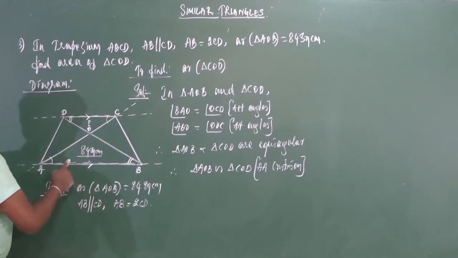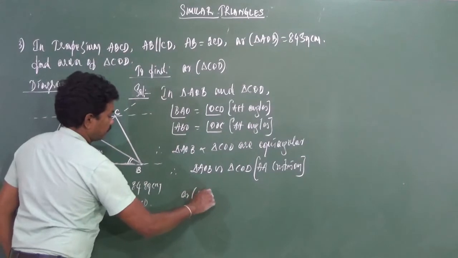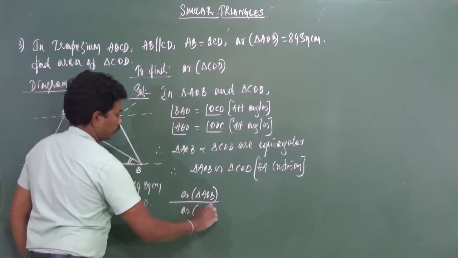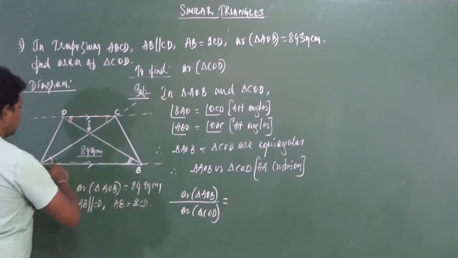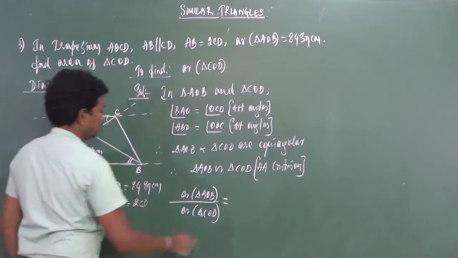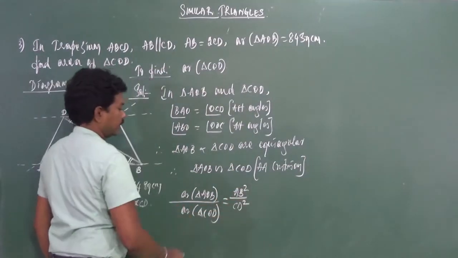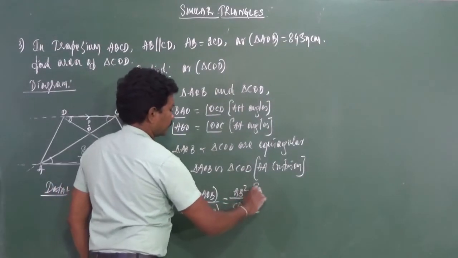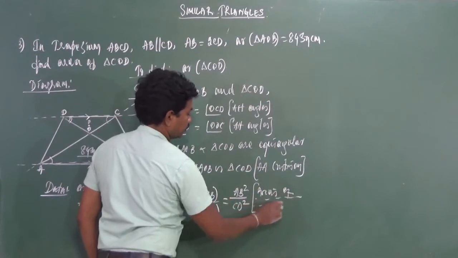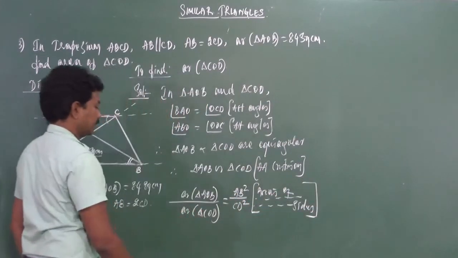We'll take the area of triangle AOB by the area of triangle COD is equal to, in triangle AOB we will take AB, and in triangle COD we will take CD, that is AB square by CD square. You have to write the reason, don't forget this: areas of similar triangles are proportional to the squares on their corresponding sides.